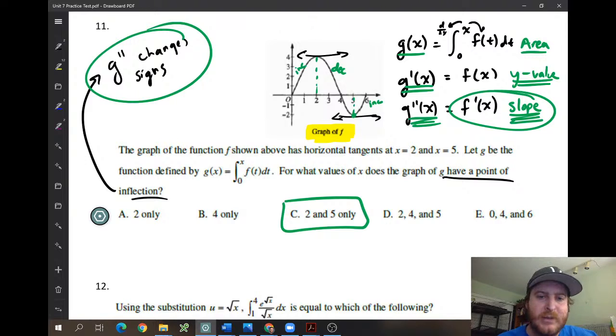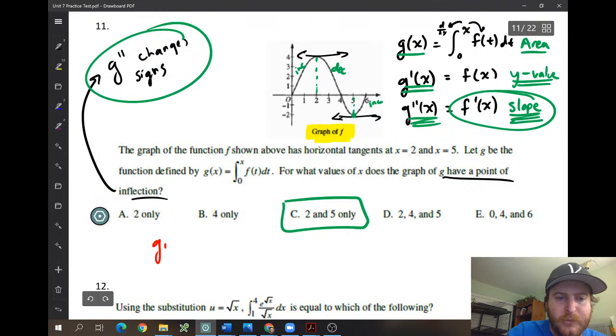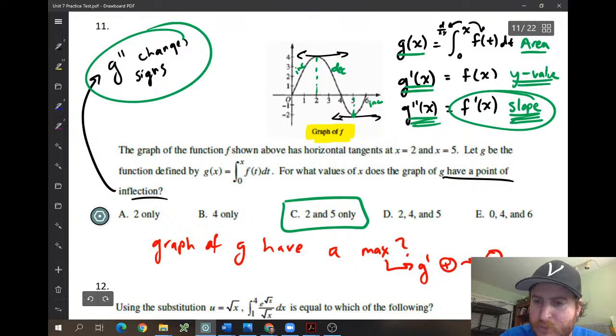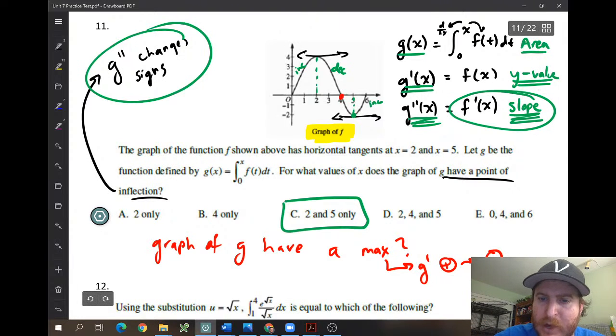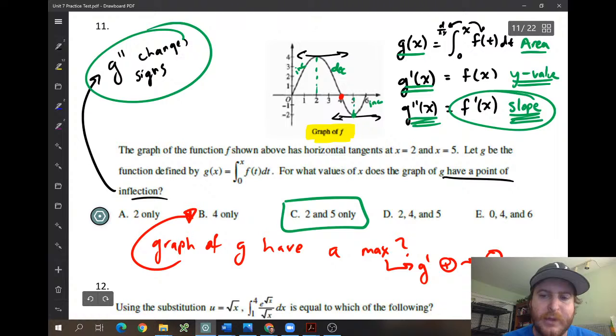Now, another question they could have asked us, instead they could have said maybe, where does the graph of g have maybe a maximum? Well, if they asked me where I had a max, that would be when g prime goes from positive to negative. Okay, well, what was g prime matching up with? It was the y value. So where did the y value go from positive to negative? That would be at 4. So this one would have been at 4 only, right? That would have been my maximum. So that's another possible question that they could ask us that's a little bit different. So make sure that we kind of understand the difference and how to do each of those.